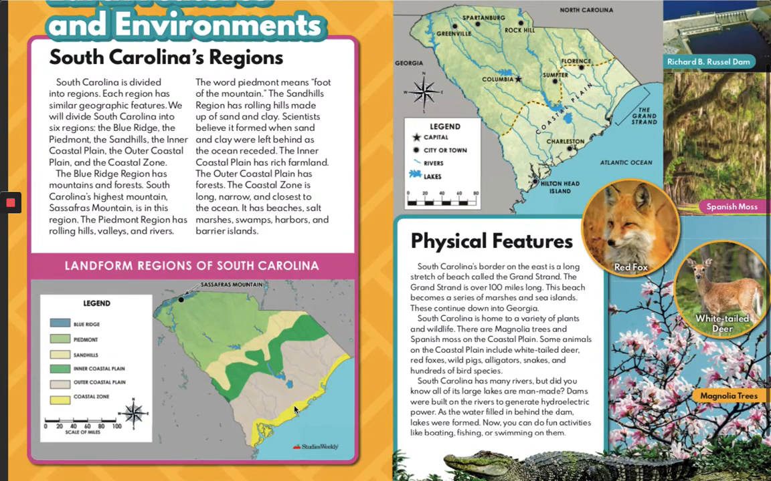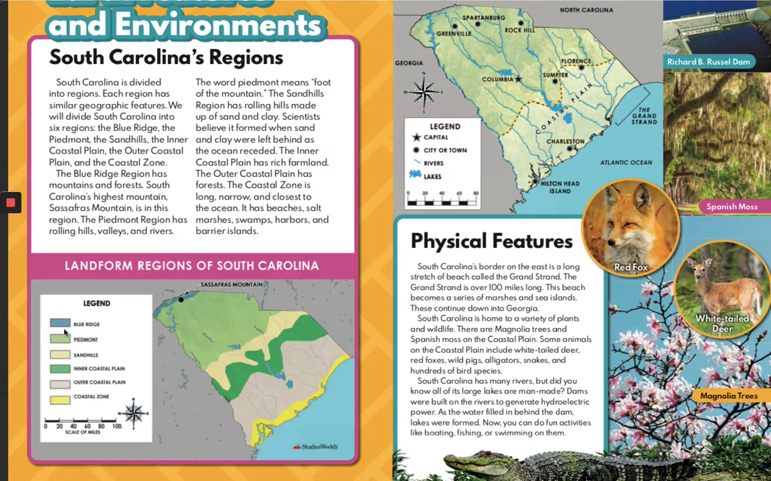So when you guys go to the beach, you have Charleston, you have Myrtle Beach, you have Edisto, all of that is in the coastal zone. And think about it, that makes sense because it's on the coast of the state. It backs up to the ocean. So that's why it's called the coastal zone, because it's on the coast.